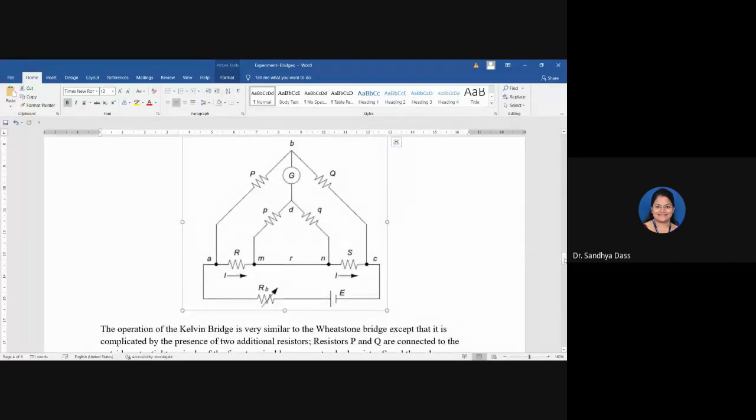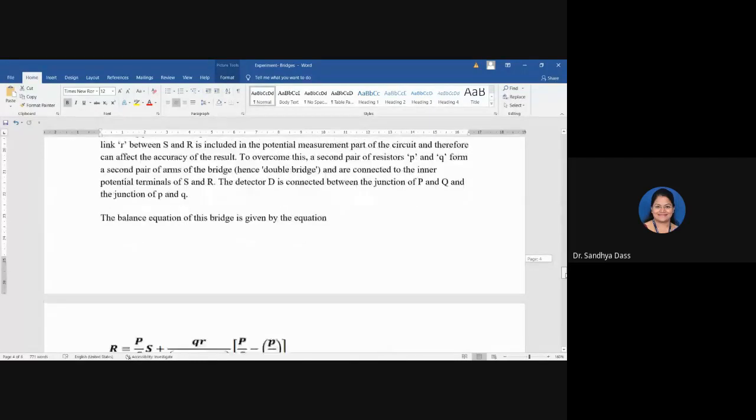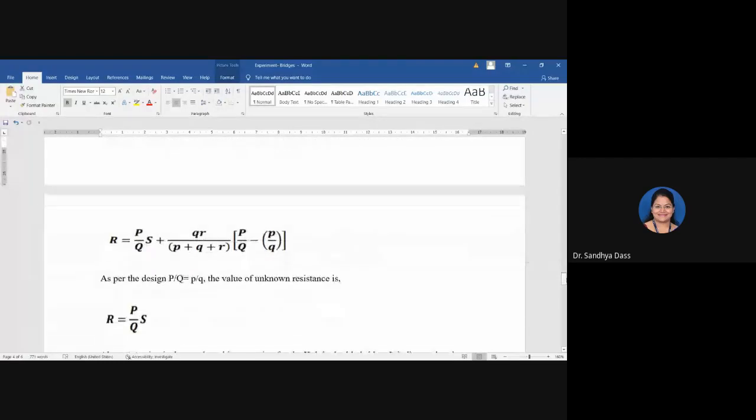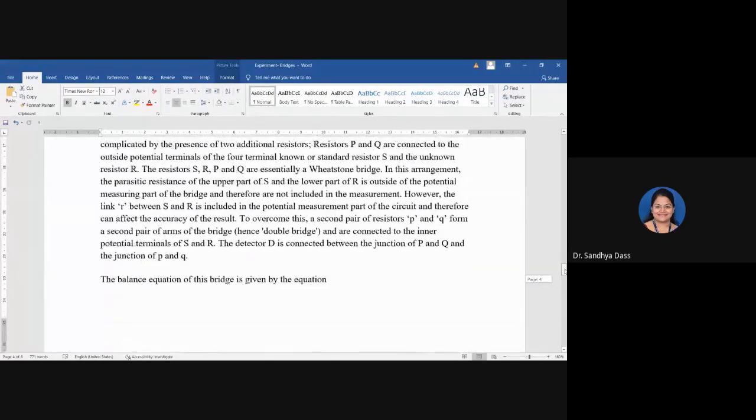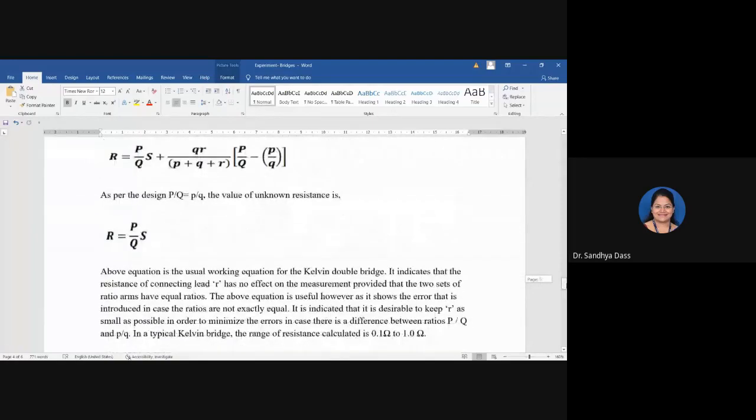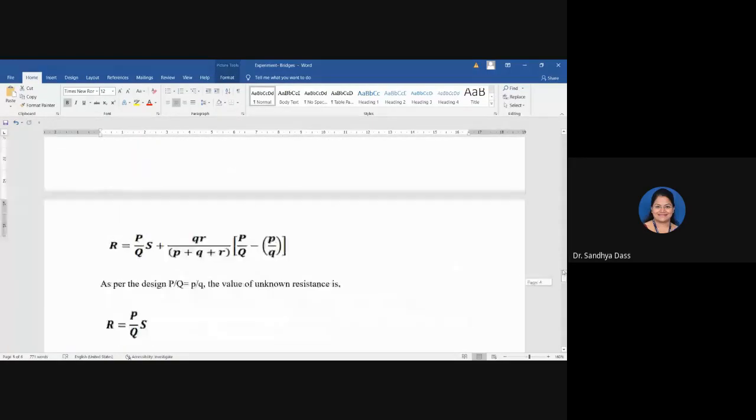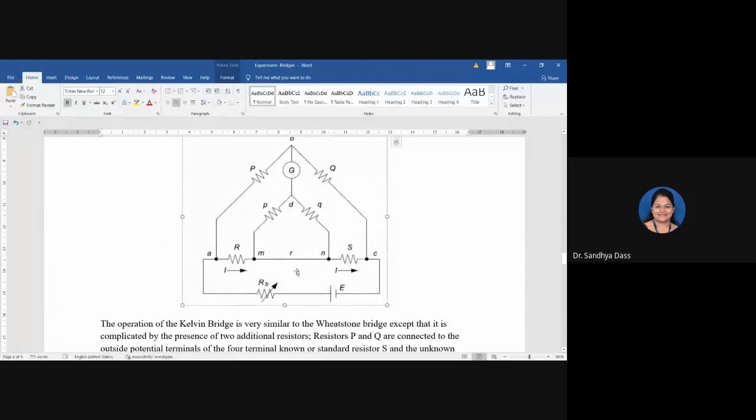All right. So mainly the Kelvin bridge is used to measure resistance values less than 1 ohm. It can measure up to 1 micro ohm as well. So very small resistance values can be measured using the Kelvin bridge, and because of these extra connections here, it can give a very accurate value.